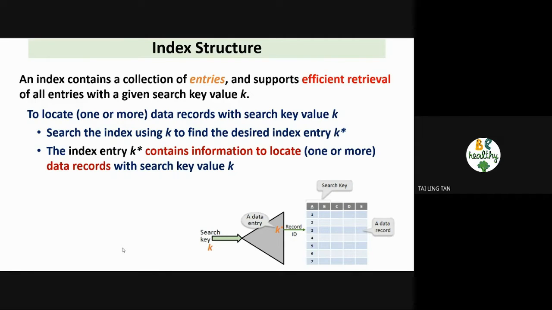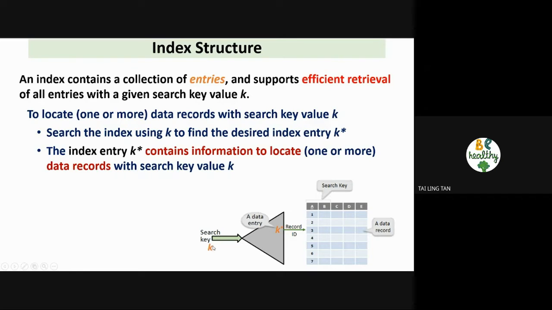More explanation about this index structure, how it actually works. So an index contains a collection of entries. This one is the entry. Normally they will have a one-record table. So let's say if the user searches this keyword, then they will put it inside this table, so next time when we do the searching again, it will be much faster. So a collection of this entry for efficient retrieval of all entries with a given search key or value of k.